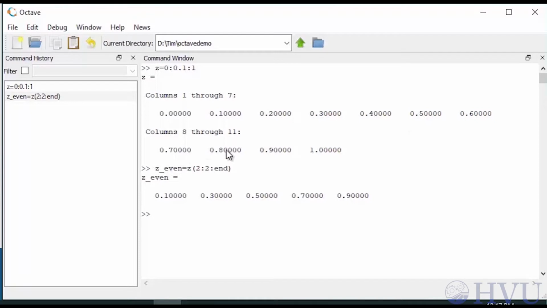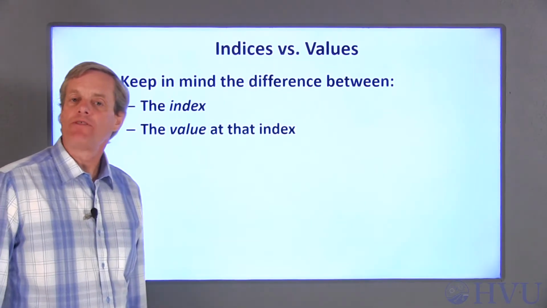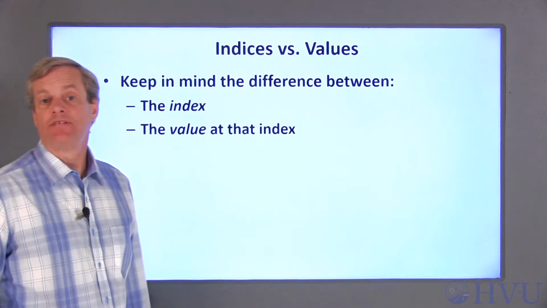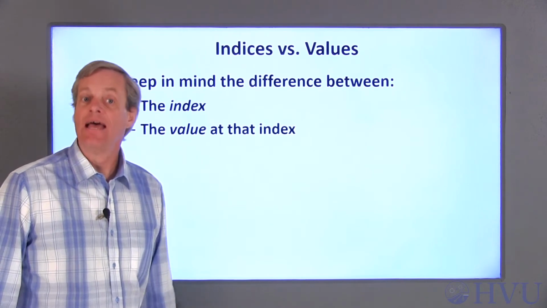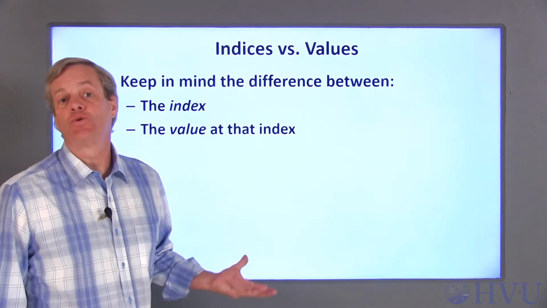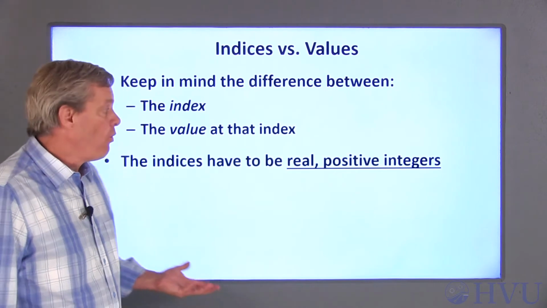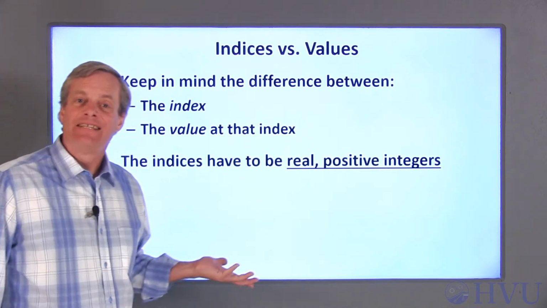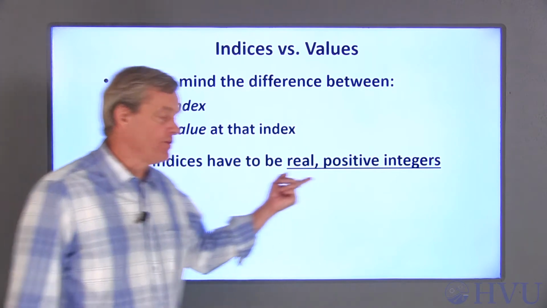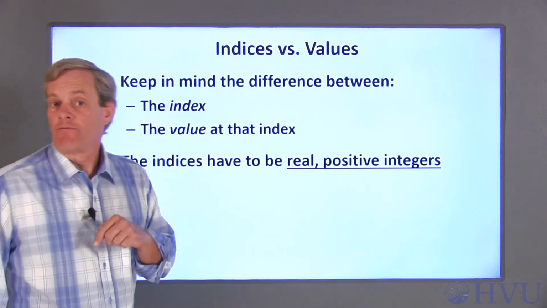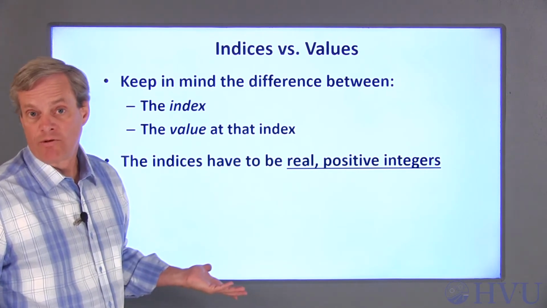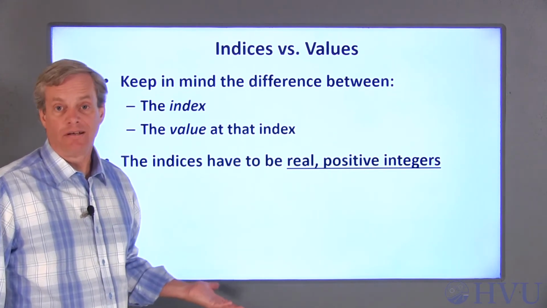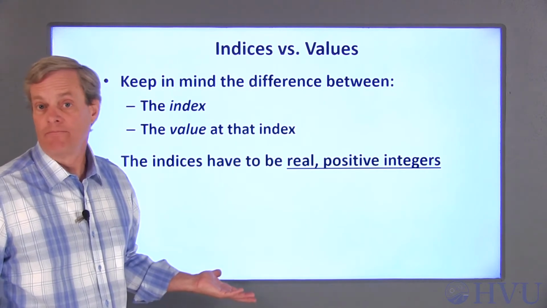When you're working with arrays, you always need to be aware of the difference between the indices, which tell you where the numbers in the array are located, and the values themselves, which are the actual numbers in the array. One reason for this is that the indices in the array have to be real positive integers. Remember that the first row and column in an array are always numbered as 1. Subsequent rows and columns will increment by 1. The second column is column 2, the third is 3, and so on.